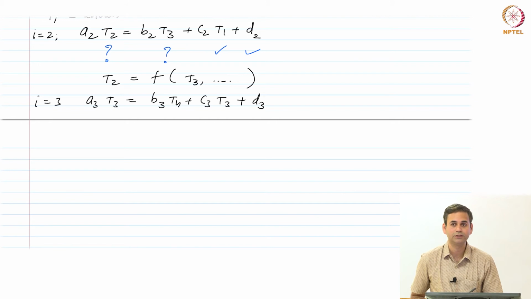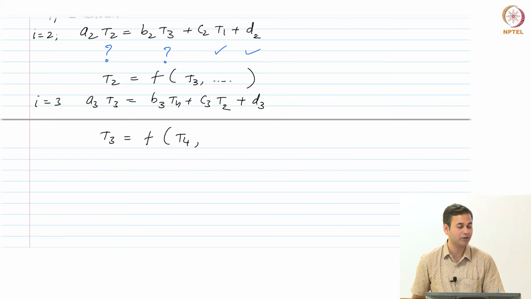Do you get this? T2, okay. So, this should be T2, is this correct? I equals 3, same thing, okay. In this, what will be T3 a function of? T4 and T2. T2 is now what? It is a function of T3 again, right.